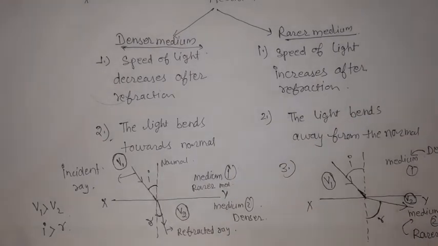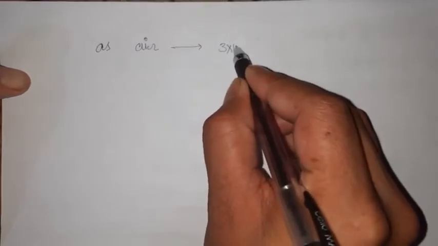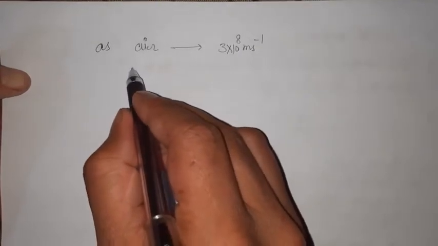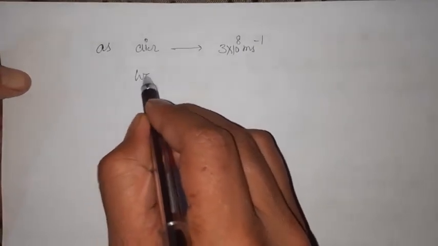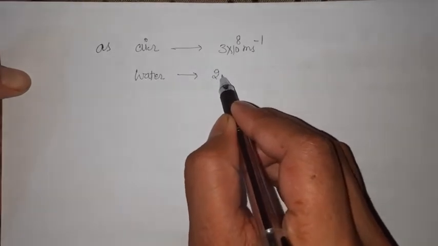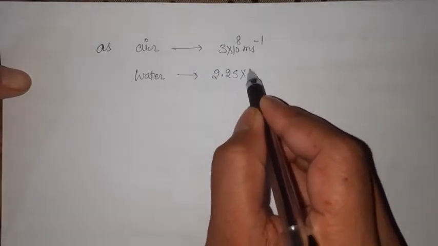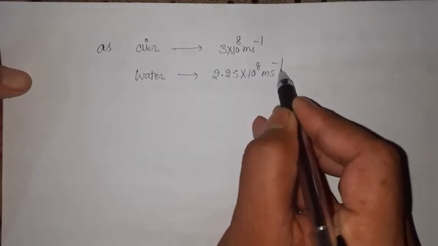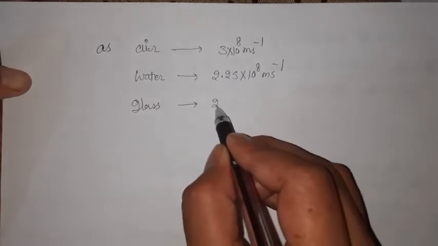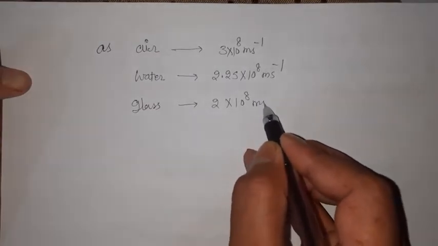Now let us check this. Suppose in air the light travels with 3 × 10^8 meters per second. That is the speed of light in air. In water the speed of light is 2.25 × 10^8 meters per second. And in glass the speed of light becomes 2 × 10^8 meters per second.